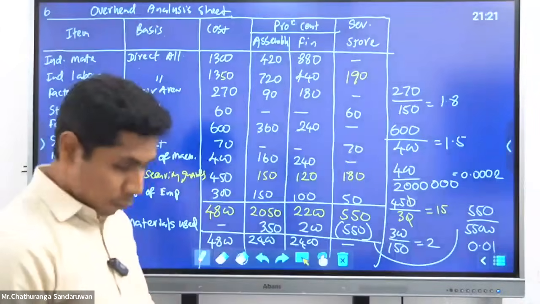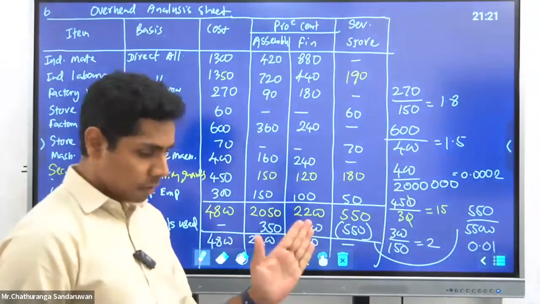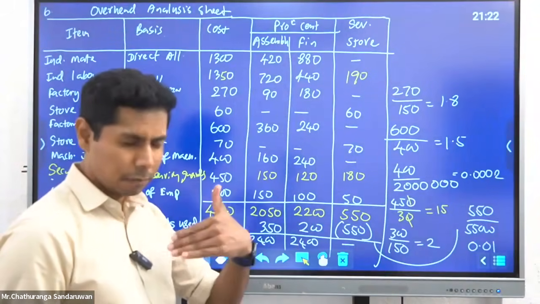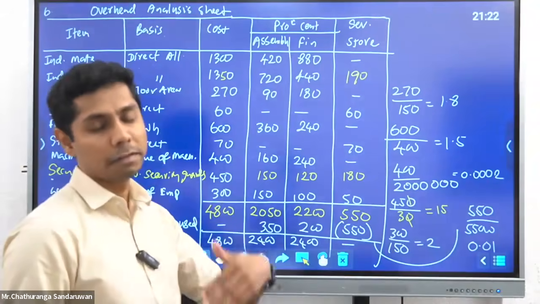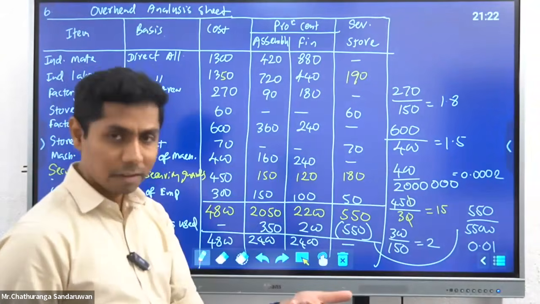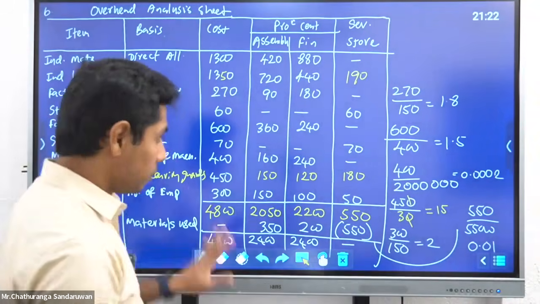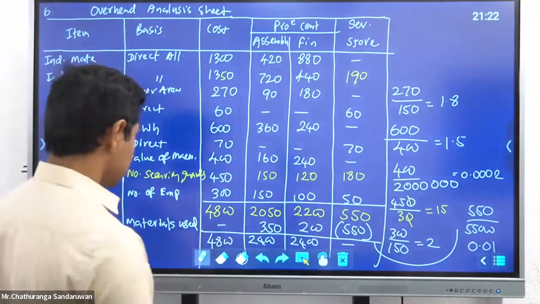Okay. Now there was an issue in the question, because we don't know whether that insurance relates to the employees or to the building or the factory. So that ambiguity was there, right? Anyway, we got it done.